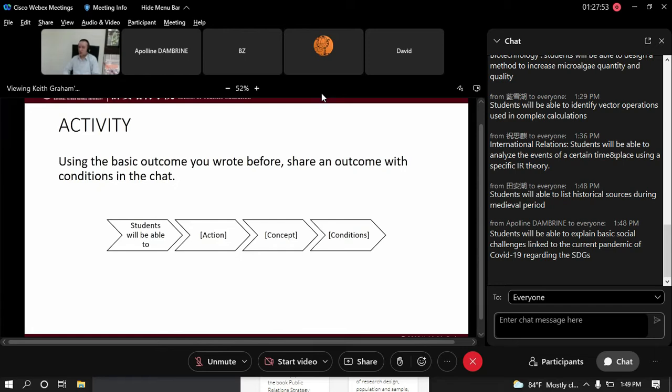I like this one. Students will be able to explain basic social challenges linked to the current pandemic of COVID-19 regarding the SDGs. That is very specific because there are a set of SDGs and they can use that to describe the social challenges. I think that's very well done.